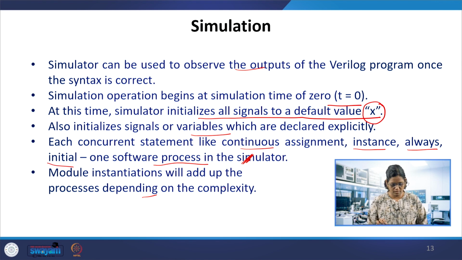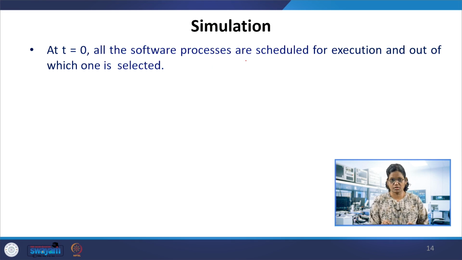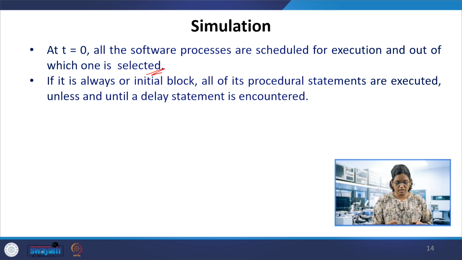In the event list, all the software processes are scheduled for execution, out of which only one is selected. And if the selected one is an always block or initial block, then within the always block, all the statements should be executed. Those are procedural statements. So it starts executing sequentially. Unless there is a delay element or delay statement, this whole always block continues for execution.